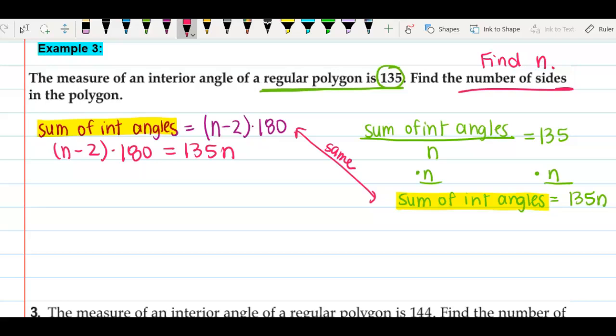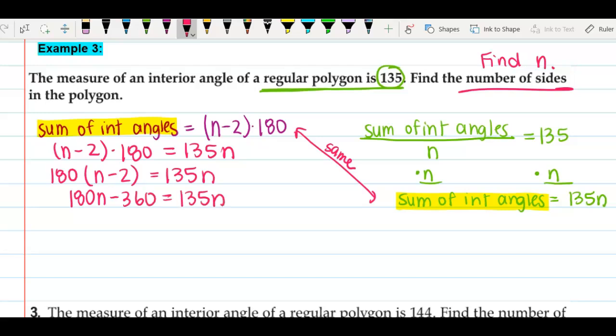From here, I can do this a couple different ways. What I would do first is distribute this 180. If you wanted to, you could move it out to the front if you like it better that way: 180 times n minus 2 equals 135n. So when I distribute the 180 inside, 180n minus 360 equals 135n.